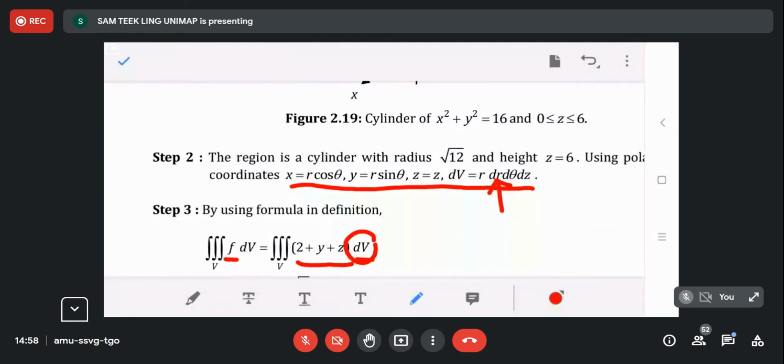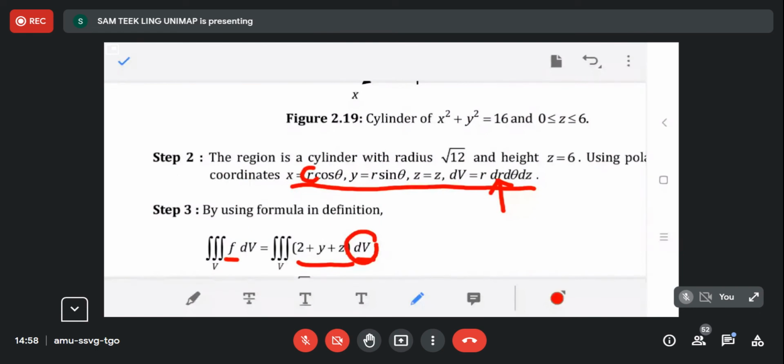Don't replace the limits by values. This one is invariable because when we integrate, we will involve the limits. So you need limits for r, theta, and z. A volume integral has three limits.